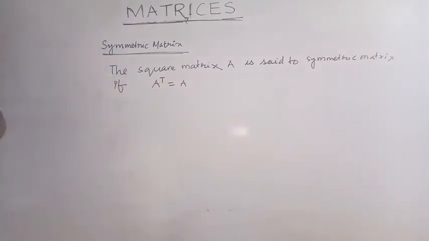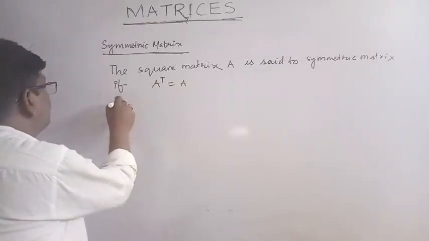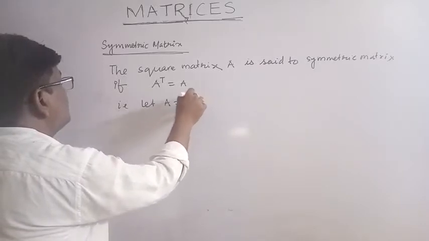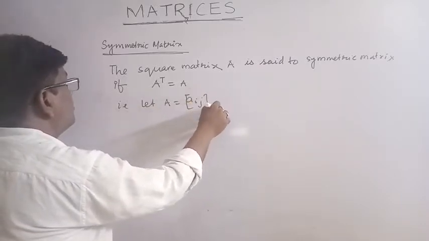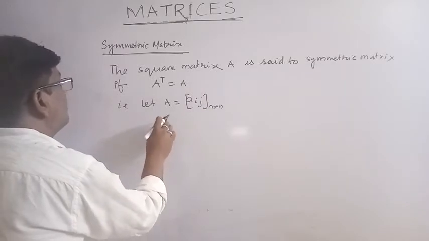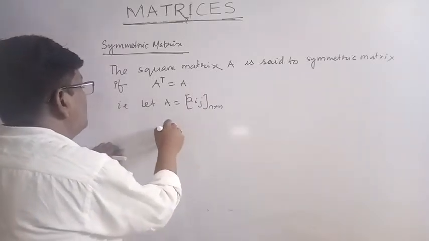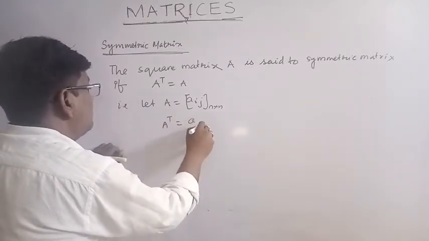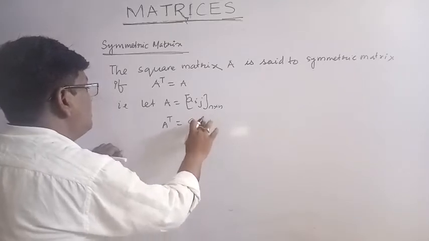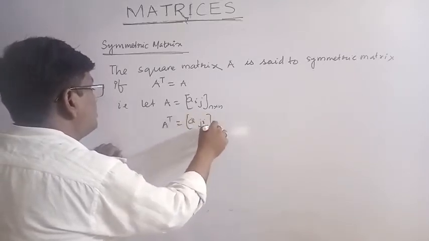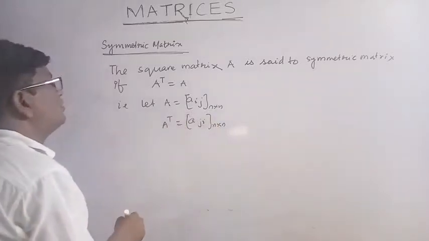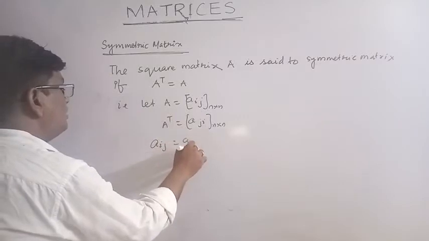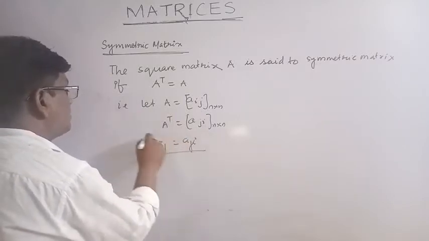Okay, so let A is equal to Aij of order n into n. Then what? A transpose is equal to Aji, of the same order n into n since it is a square matrix. According to the definition, Aij is equal to Aji, which means what?